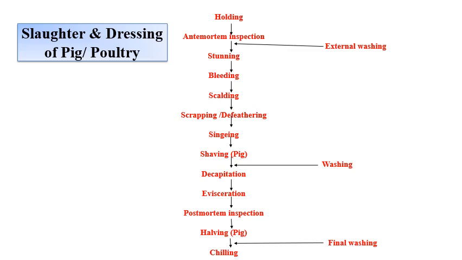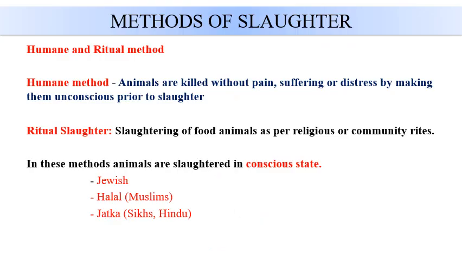Then there is decapitation, that is removal of the head. After that, opening the abdominal area and removal of the organs, that is evisceration. After that there is post-mortem inspection. Then there is halving in the case of pig only, and then there is a final washing and it goes for chilling. So previously I have already discussed the whole process of slaughter and dressing in the case of cattle, sheep and goat, and separately in the case of pig and poultry. Now we will focus only up to slaughter, that is up to the bleeding, in today's lecture, and in the next lecture we will discuss the rest of the dressing procedures to make it short.